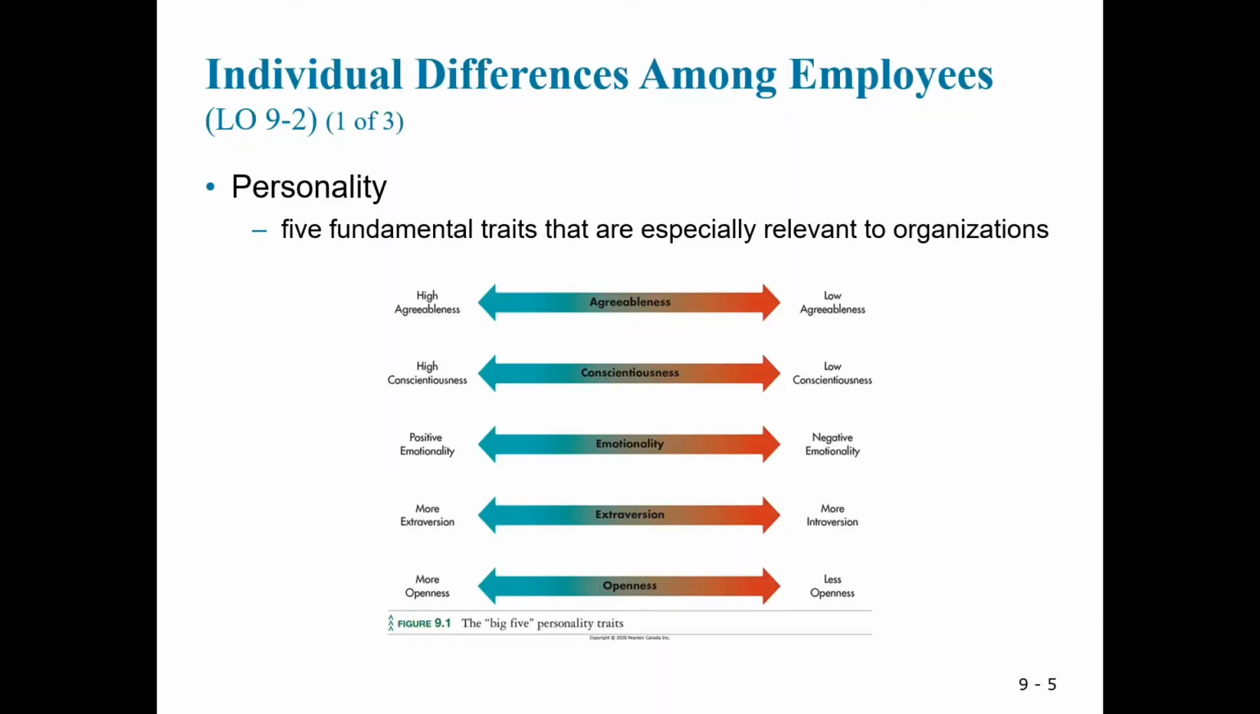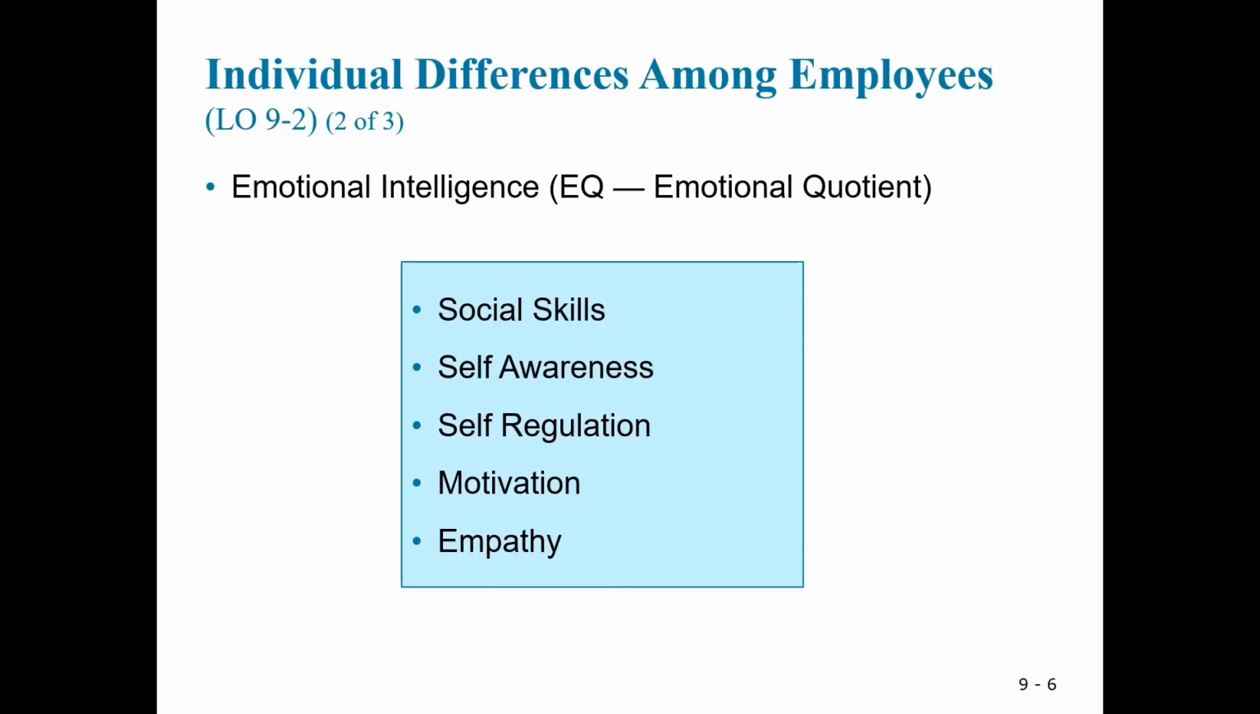Individual differences among employees. Personality. This refers to the relatively stable set of psychological attributes that distinguish one person from another. The big five personality traits are agreeableness, conscientiousness, emotionality, extroversion, and openness. Emotional intelligence refers to the extent to which people are self-aware, can manage their emotions, can motivate themselves, can express empathy for others, and possess social skills.